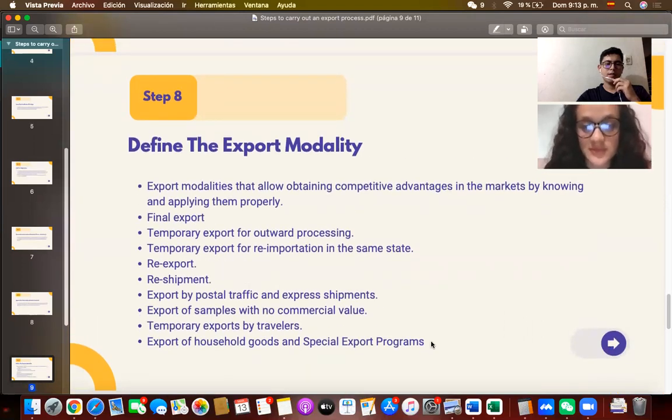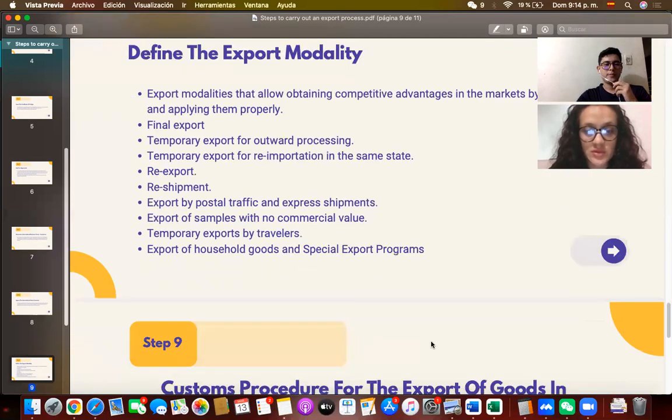Export modalities allow obtaining competitive advantages in the markets by knowing and applying them properly: final export, temporary export for outward processing, temporary export for reimportation in the same state, re-export, reshipment, export by postal traffic and express shipments, export of samples with no commercial value, temporary export by travelers, export of household goods, and special export programs.